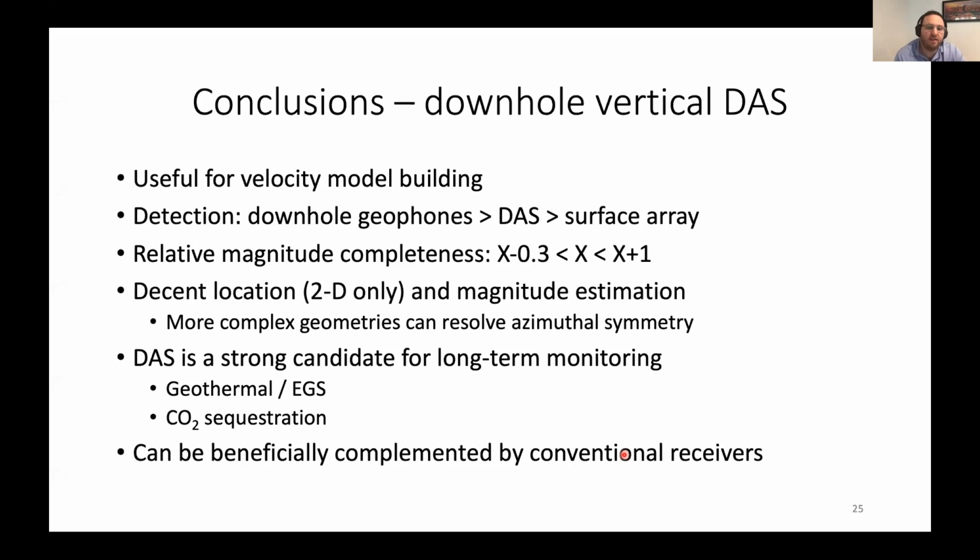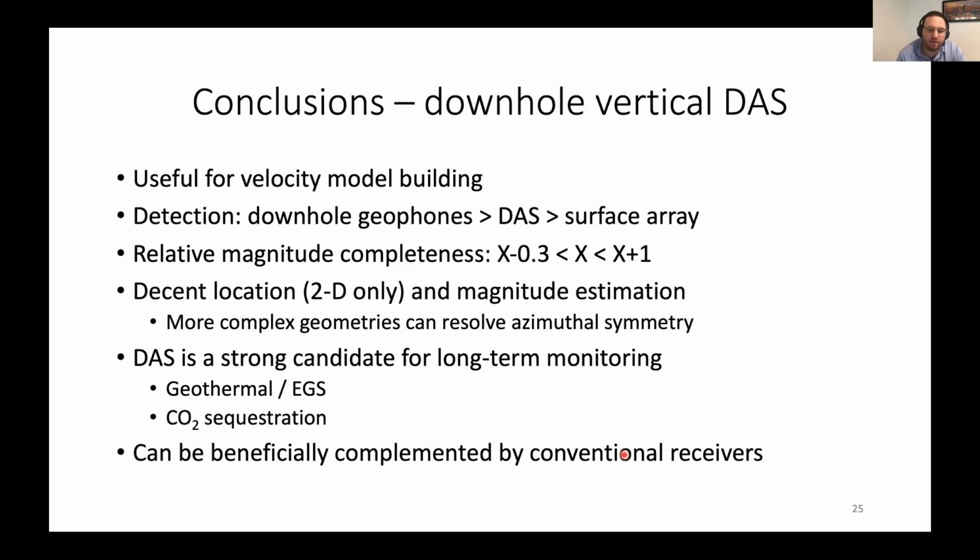And I think realistically, more complex geometries, like multiple fibers or multiple wells or deviated wells, or a combination of downhole and surface array, like the study from the cryosphere in the lightning talks by Sarah showed today. You can probably resolve the azimuthal symmetry and get a complete location. I think taking all of this into account, DAS is a very strong candidate for long-term monitoring, geothermal or EGS, more importantly, CO2 sequestration, other applications, of course.